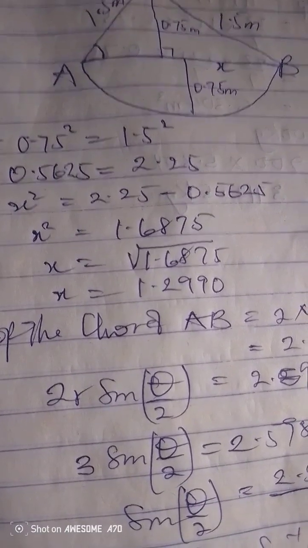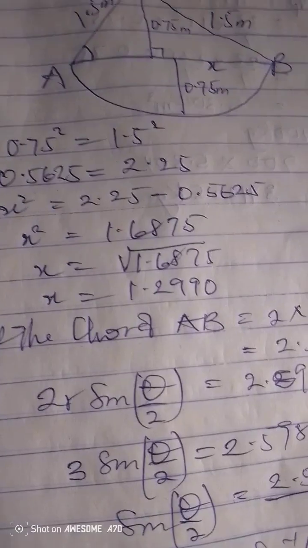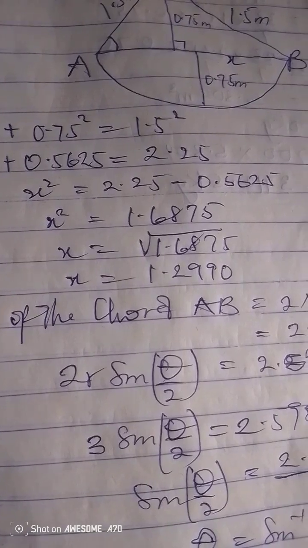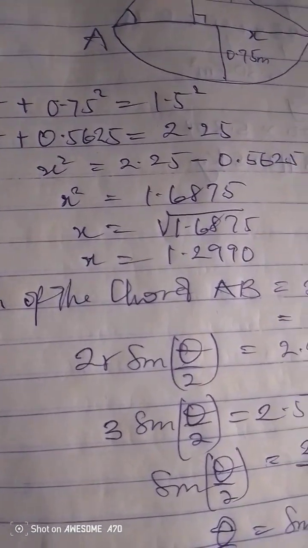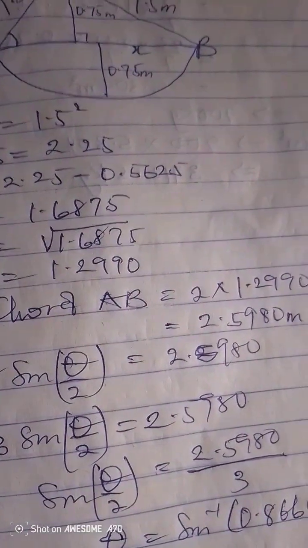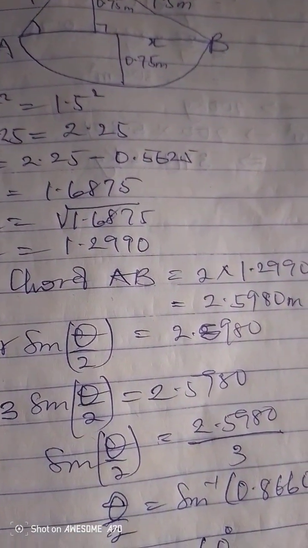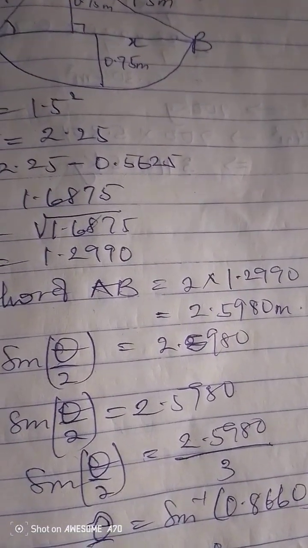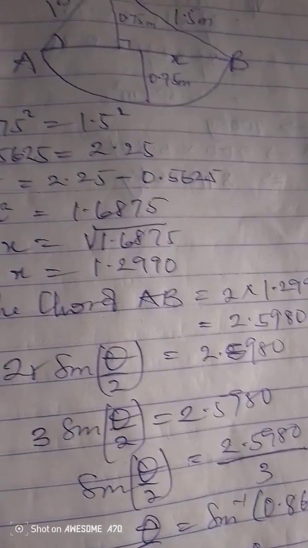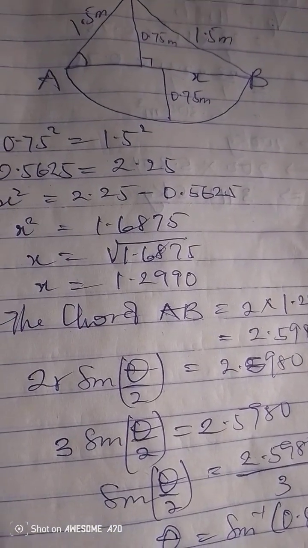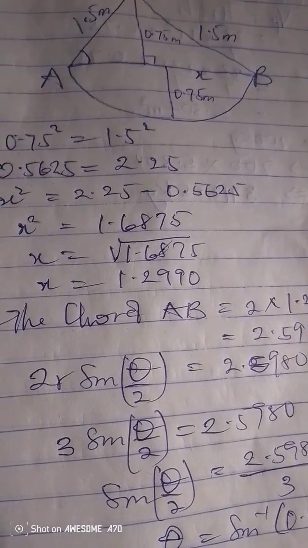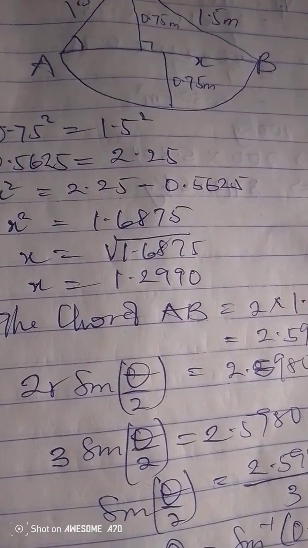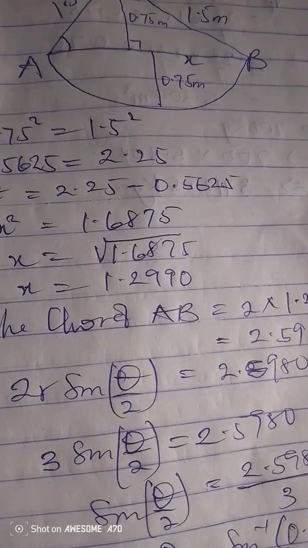So x is equal to the square root of 1.6875. So x is 1.2990 meters. So the length of the chord is 2 times x, which is 2 times 1.2990, which gives us 2.5980. So the length of the chord AB is 2.5980 meters. We can find the angle at the center O by using 2r sine of theta over 2, which represents the length of the chord, that is 2.5980. So r is 1.5, 2 times 1.5 gives us 3.